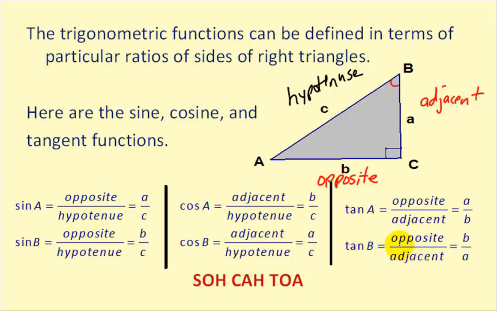So looking at angle B now, we have opposite over hypotenuse would be B over C for the sine B. Cosine B would be adjacent over hypotenuse, or A over C. And then tangent of B would be opposite over adjacent, or B over A. One way to remember all of these would be to just remember this acronym, SOHCAHTOA, which stands for the sine is opposite over hypotenuse, cosine is adjacent over hypotenuse, and tangent is opposite over adjacent.